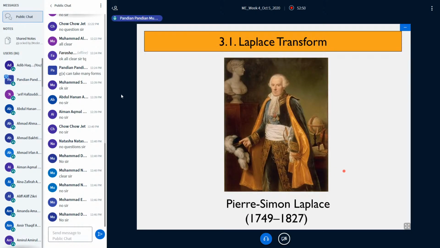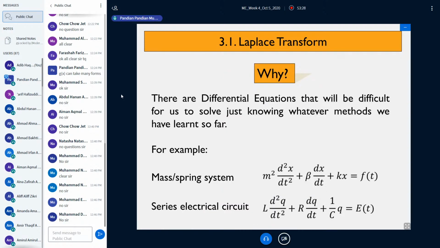The name Laplace comes from this person, Pierre-Simon Laplace, born 1749, who lived until 1827. We want to know what this Laplace transform is, the basic information. This person is, if I'm not mistaken, from France, a French mathematician.